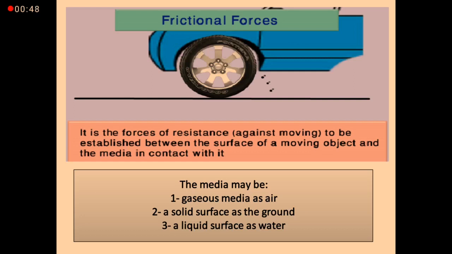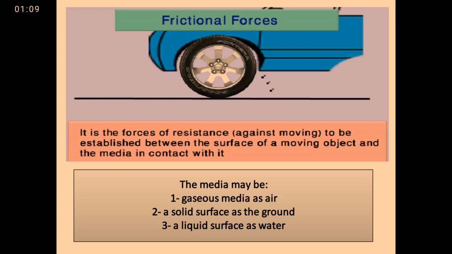Okay, back to our definition. I want to know what's meant by friction force, and this is an important question in the exam. Friction force occurs during the motion between the object and the surrounding media, and this media may be gas as air, solid as ground, liquid as water.